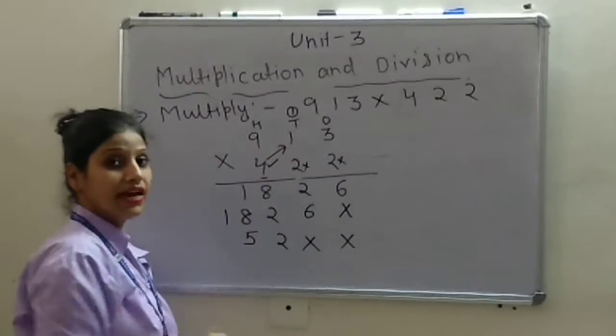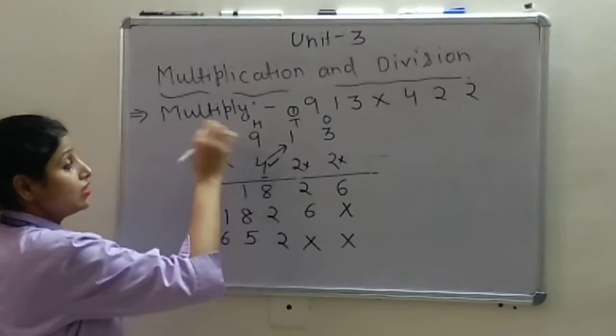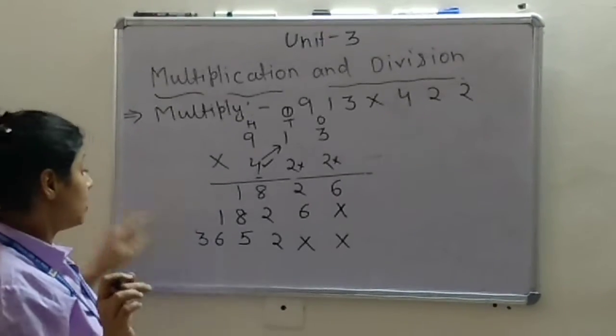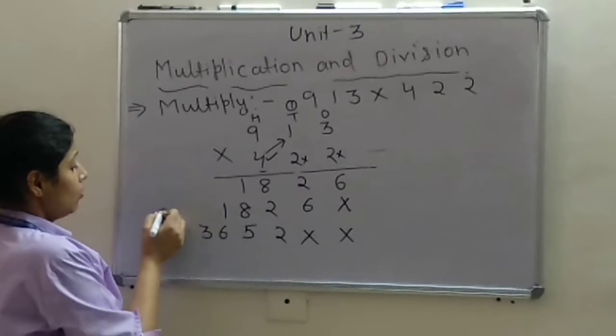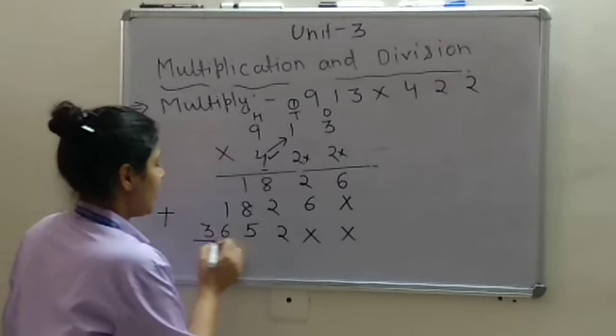Now 4 nines are 36. Because there is no other number in the multiplicand where we can send the carryover, we will write 36 completely. Now no other digit in the multiplier, that means we will add. So let's add.